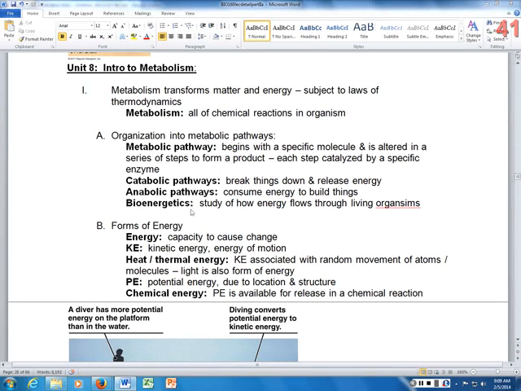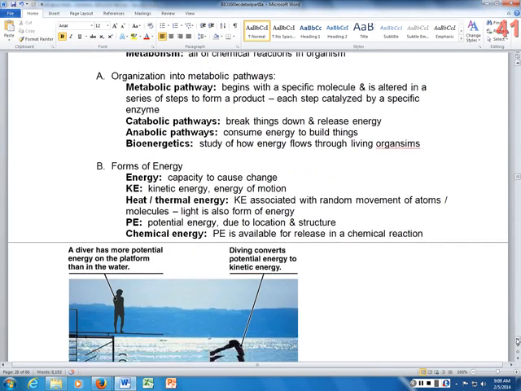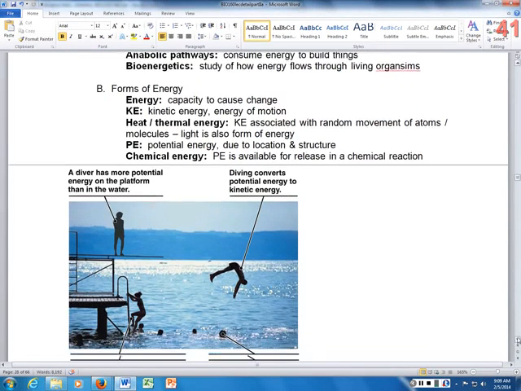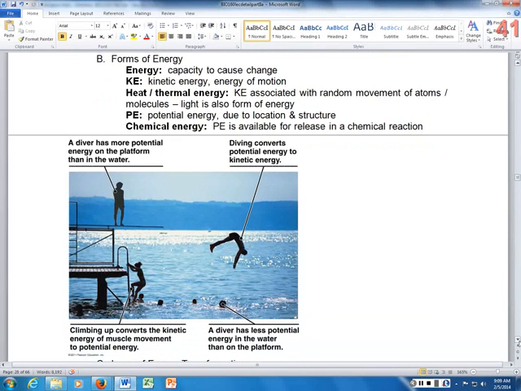So bioenergetics is the study of how energy flows through living organisms. So it's just the study of all of this stuff. When we look at energy, energy is the capacity to cause change, and it can occur in different forms. Kinetic energy is the energy of motion. You can have heat or thermal energy, which is the energy associated with the movement of the atoms. Light is also a form of energy.